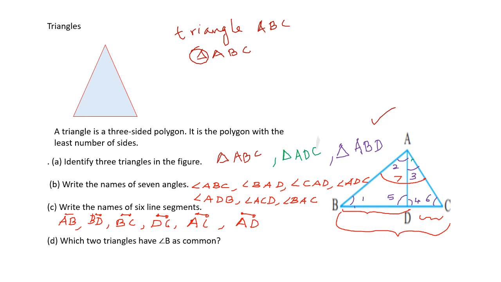Now the question is, which 2 triangles have angle B as common? Angle B, that is angle 1. Angle 1 is common for 2 triangles. Which are the 2 triangles? It is triangle ABC. The triangle names what you have written, you can see. Triangle ABC is there, triangle ABD is there. In both the cases, B is coming in between. That means they are the triangles where B is common. Triangle ABC, triangle ABD. These are the triangles.